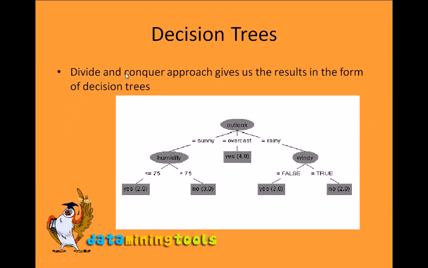Another way of representing our knowledge is decision trees. A decision tree basically uses a divide and conquer approach to give us the result in the form of a tree. Here you can see a decision tree. As you can notice, at each node we are testing an attribute for a particular condition. For example, here we are checking the value of humidity, whether it's less than or equal to a specific value or it's greater than that value. And for the leaf of this tree we have the classification, and whatever instance reaches a particular leaf, the classification which the leaf contains is the classification of that instance.